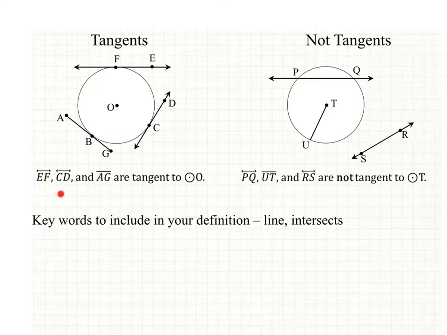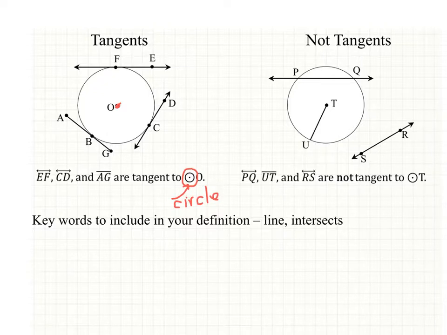Line EF, line CD, and segment AG are tangents to circle O. I just want you to notice how we name a circle. We name a circle by its center, and that is the shape that we use to represent a circle. Since the center is center O, we call this circle circle O.